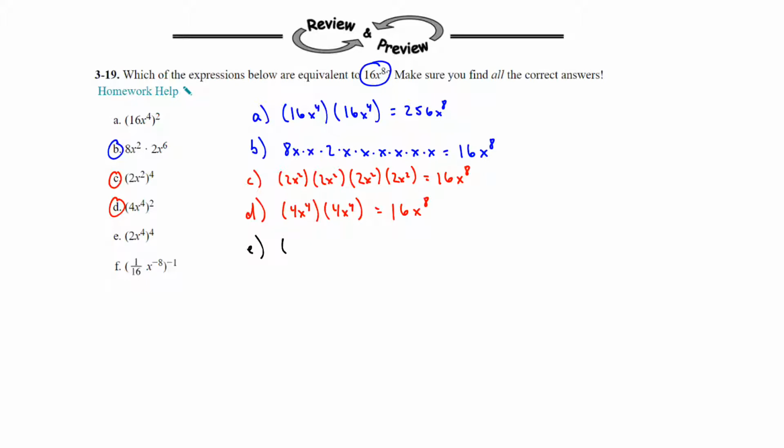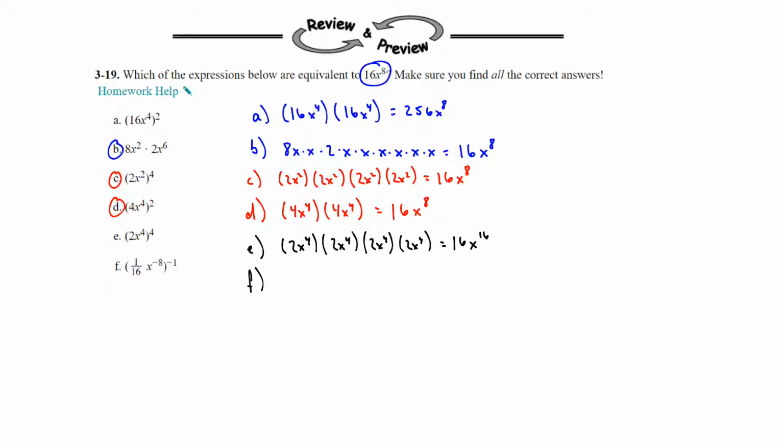Let's try E. We have 2x to the 4th, 4 times. So 2 times 2 times 2 times 2 once again is 16, same as C. But then the difference on C and E is it's x to the 4th times x to the 4th times x to the 4th times x to the 4th. So that's a total of 16 x's. So E is not equivalent.